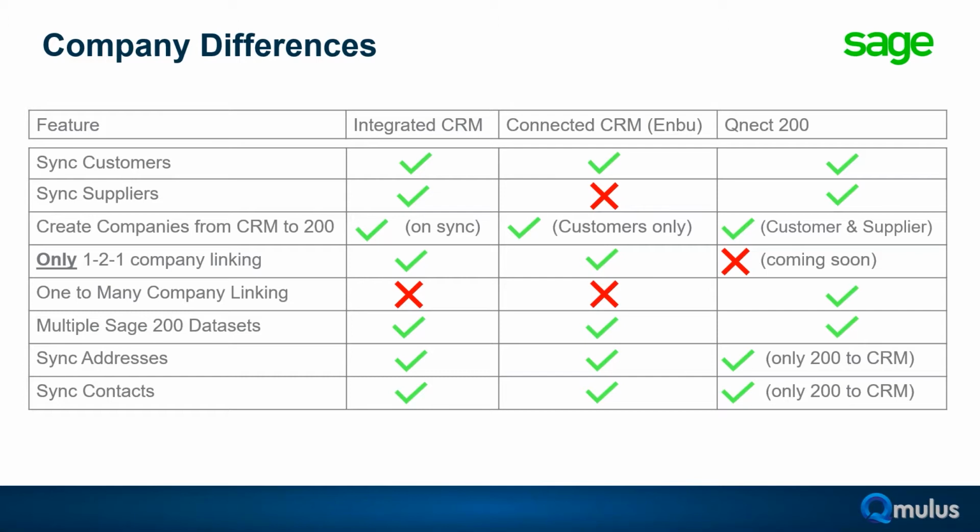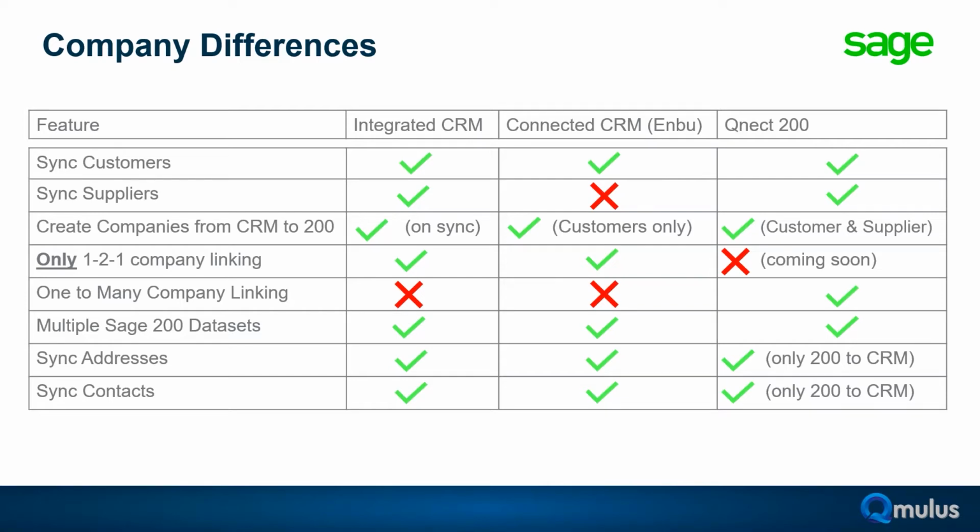Sync suppliers. The integrated CRM, the older CRM, does. The EMBU connector doesn't do suppliers. Qnect 200 does do suppliers, as you'd expect from a new integration. Creating companies from Sage CRM to Sage 200: the integrated CRM does this on a synchronization, so you sometimes have to wait up to 5 minutes to run that sync and see the company appear in Sage 200.